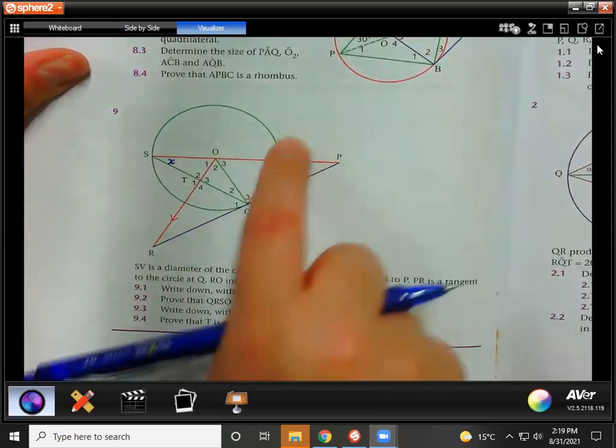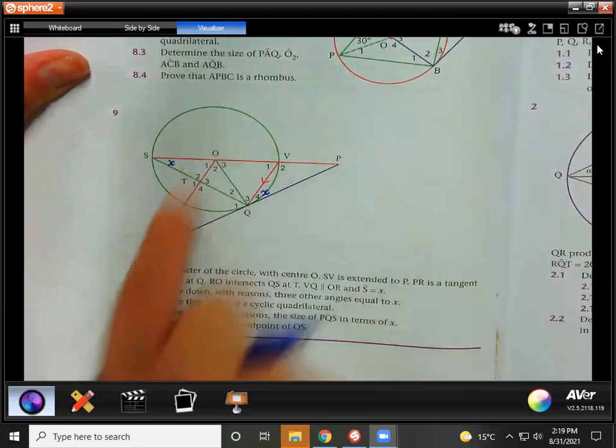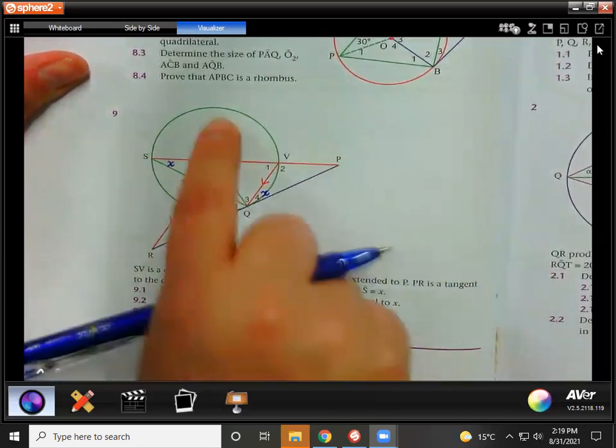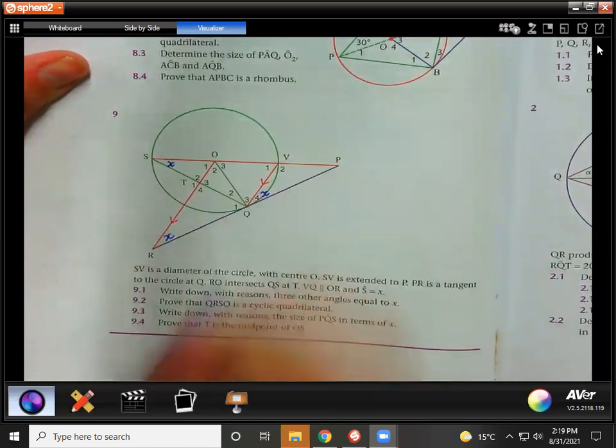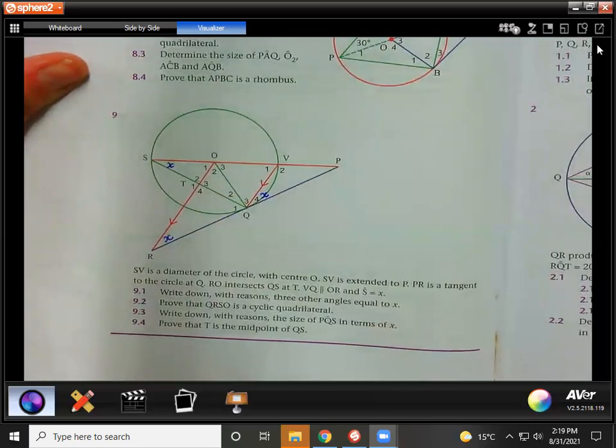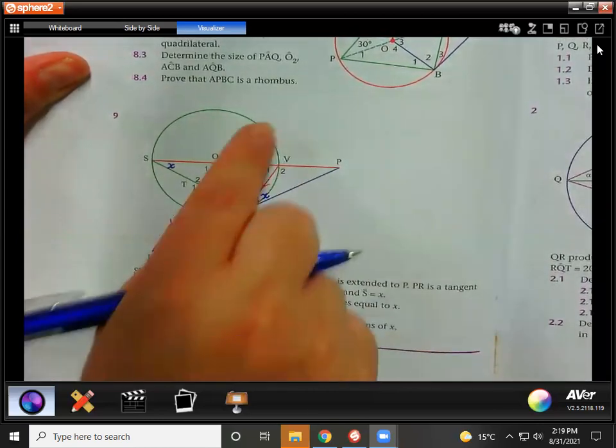Do we see that F shape? It took me a while to see that F shape, I'm not going to lie to you. Right, that F shape over there. So angle R is also equal to X because of corresponding angles, because these two lines are parallel, right?